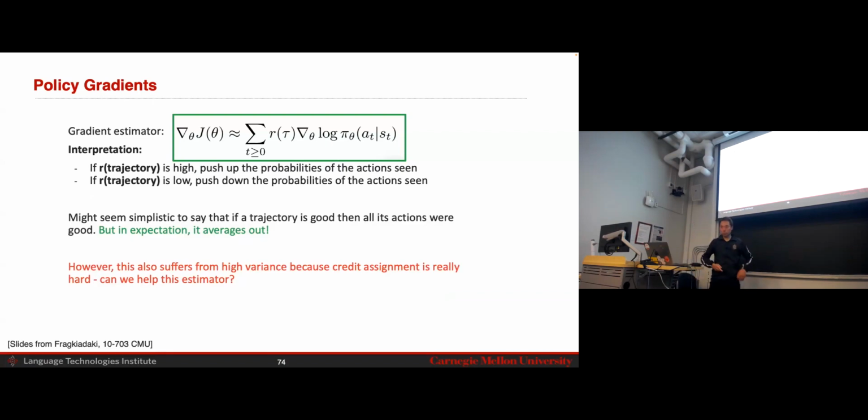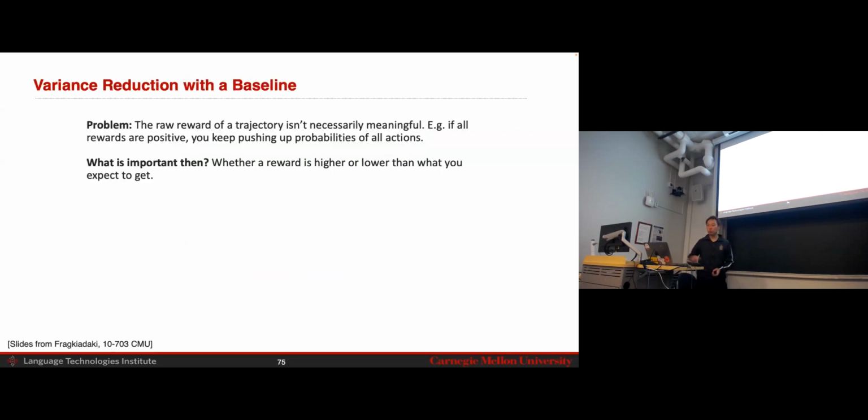So this method seems a bit simplistic. One issue here is that if you have an environment where you just always get positive rewards, right? Some environments are positive, negative, but some you always get positive, or some you always get negative, that's not good. In that case, you would just always increase the probabilities of your actions without making sure you don't take some actions.